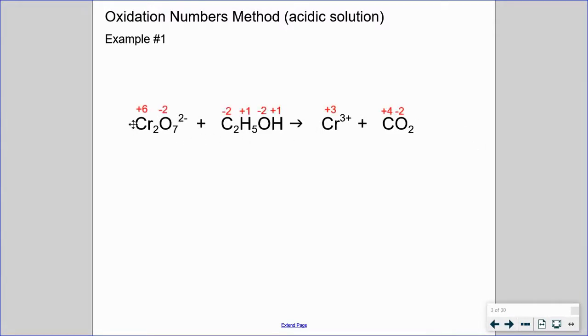Be careful with this chromium over here. It is a positive 6 because negative 2 times 7 is negative 14 and 6 times 2 is positive 12. And when you add positive 12 with negative 14, you get negative 2.